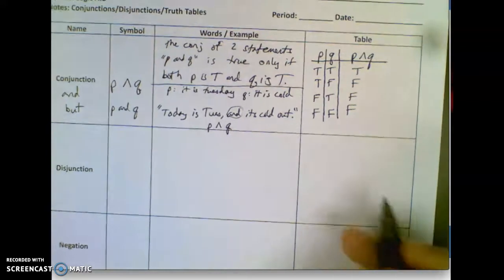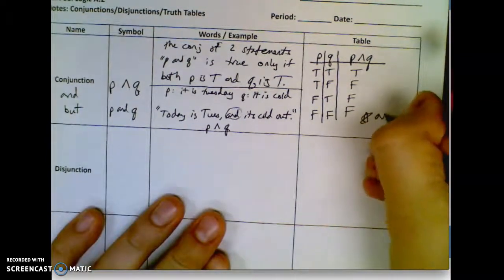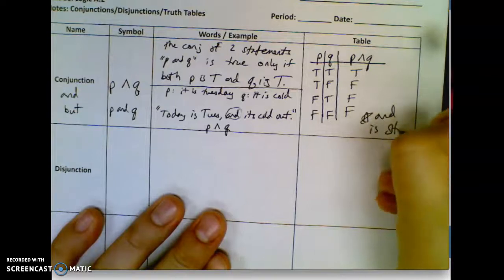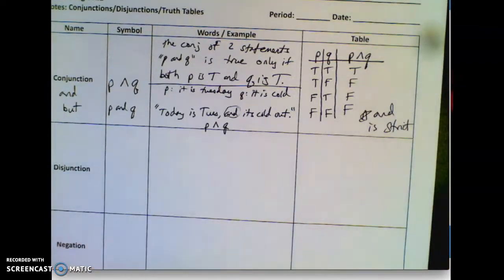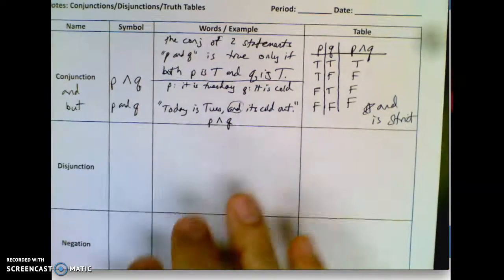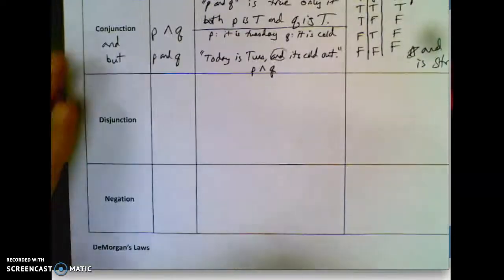Just remember that and is strict. If either part of an and statement is false, then the whole thing's false.